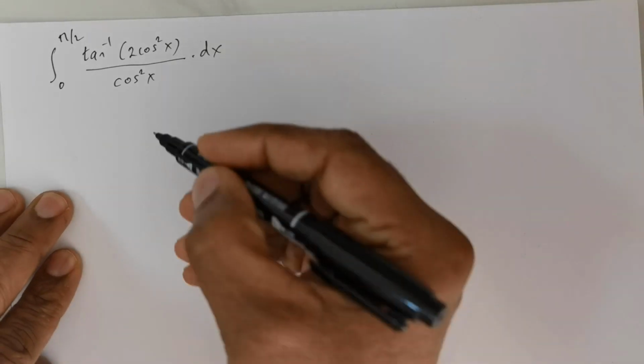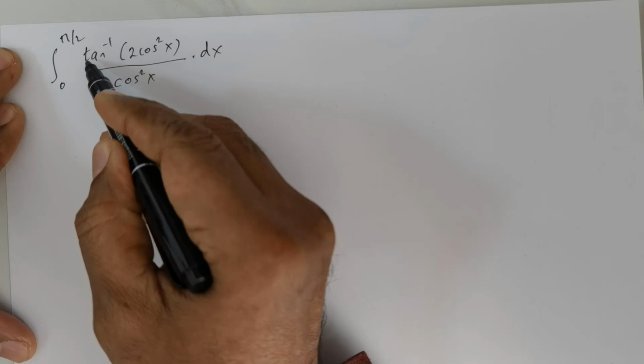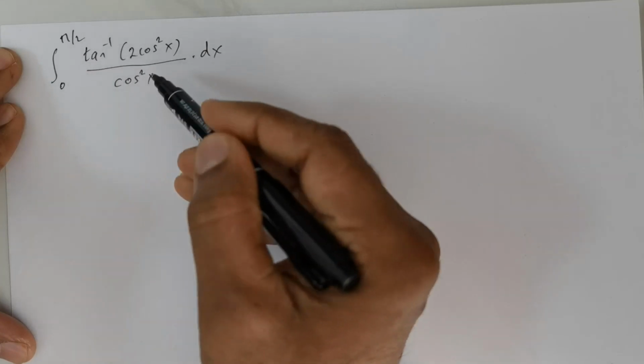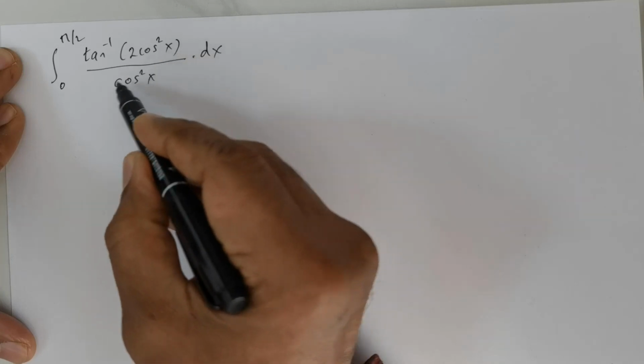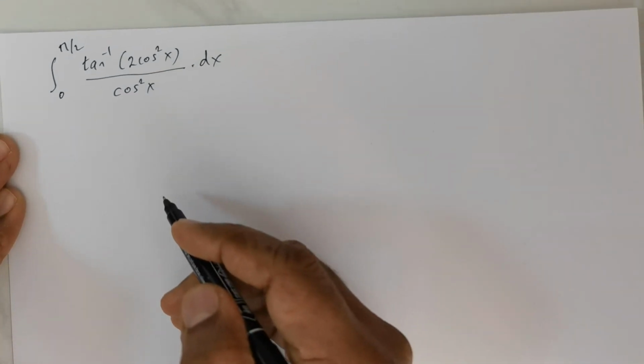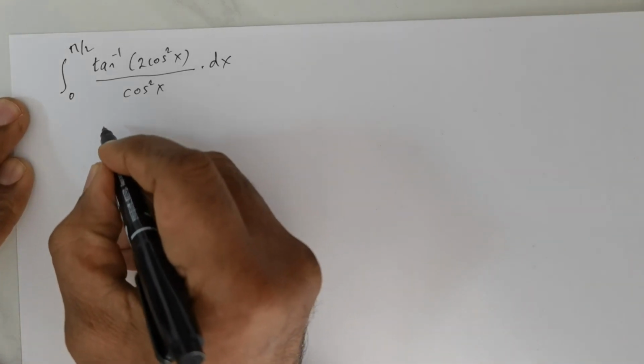Good day everybody. We got a beautiful question. We are expected to integrate the integral from 0 to pi over 2, and the integrand is tan inverse of 2 times cos squared x divided by cos squared x, times dx. Now this is a beautiful question and an elegant problem.